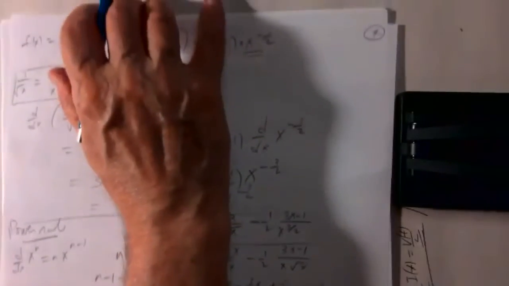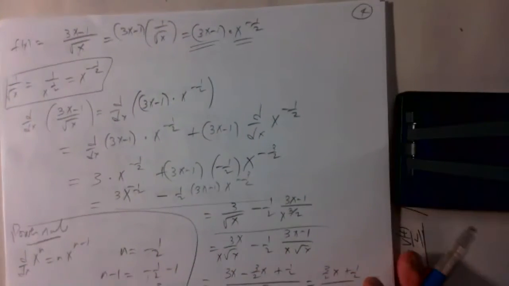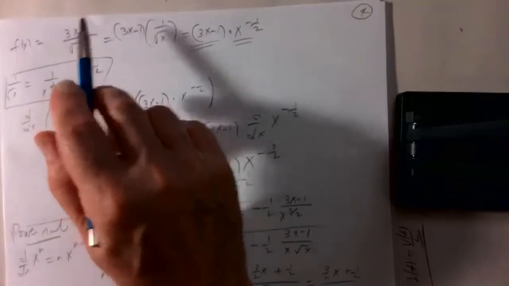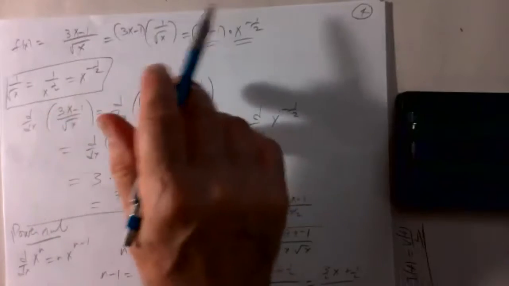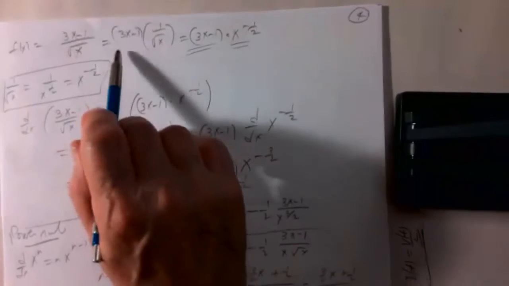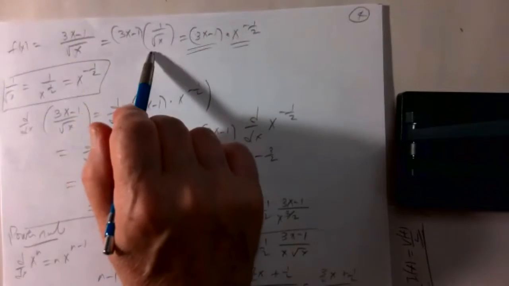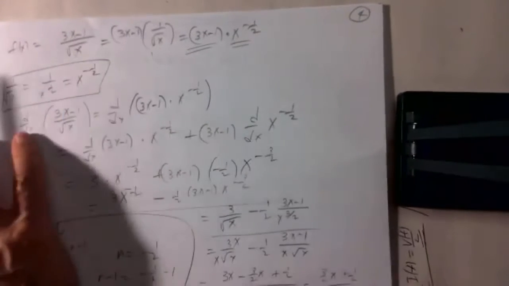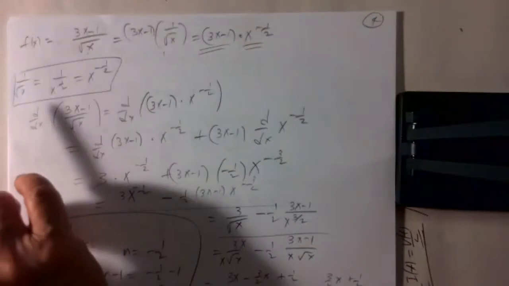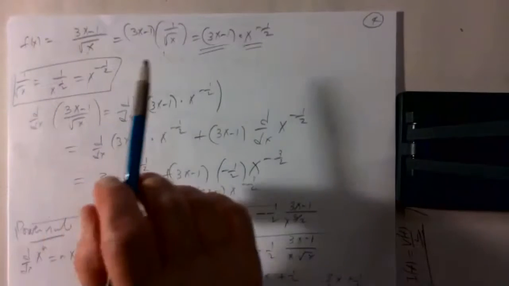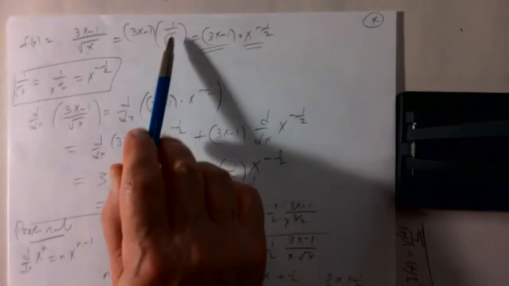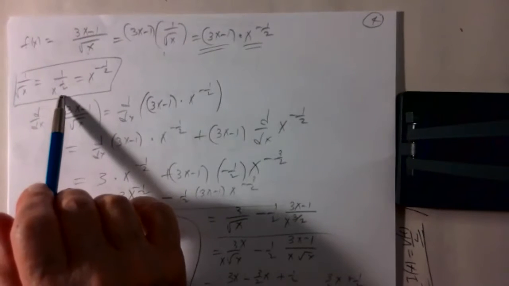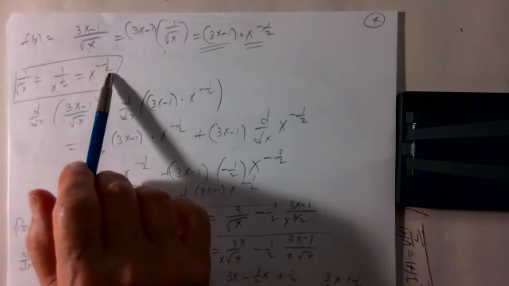And the last example was the function 3x minus 1 over the square root of x, which is a product of 3x minus 1 times 1 over the square root of x. Now, in this form, it looks like a quotient rule, which I'll do in a few minutes, but I haven't done it yet. But we can still solve this problem because 1 over root x is 1 over x to the 1/2, which is x to the minus 1/2.